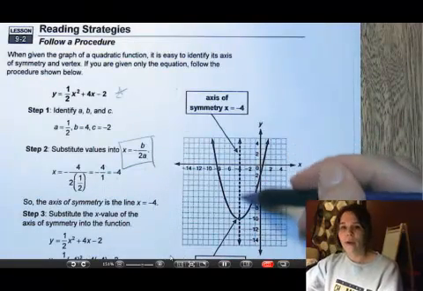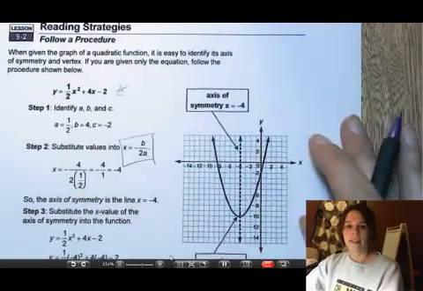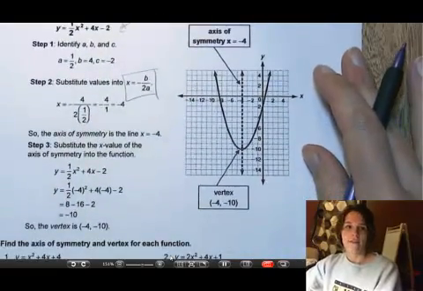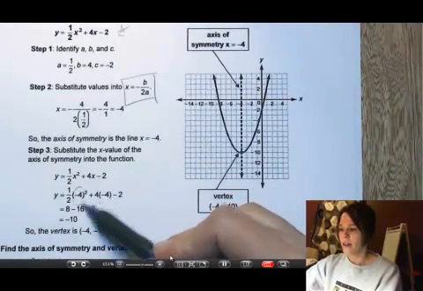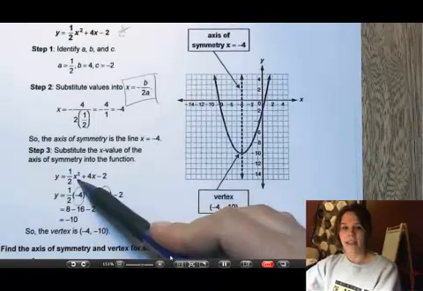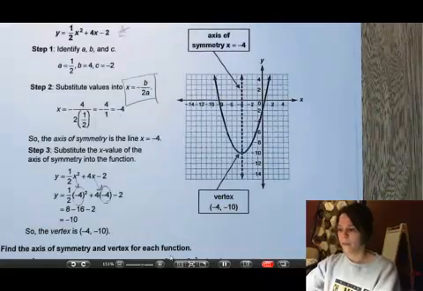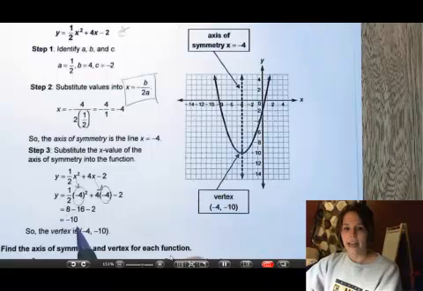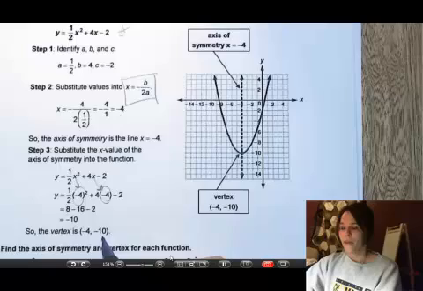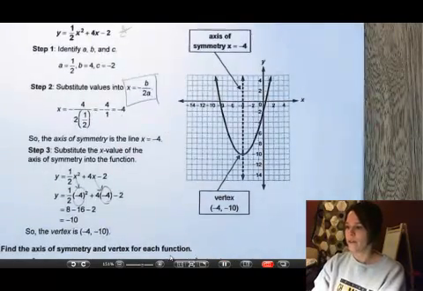Now they went ahead and graphed it over here. You don't have to graph it unless the book specifies. But now it says find the vertex. Well, to find the vertex, because they share points, I just simply plug in -4 for my x values from my equation. So I go through, simplify, y is equal to -10. So my vertex is going to be the axis of symmetry, x value of -4, the y value that I just solved for, -10. Let's go ahead and do two of these examples.